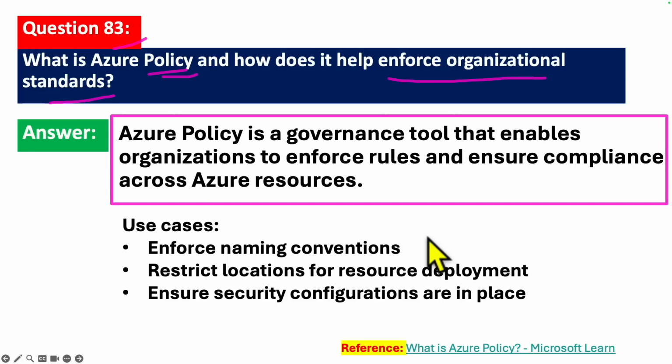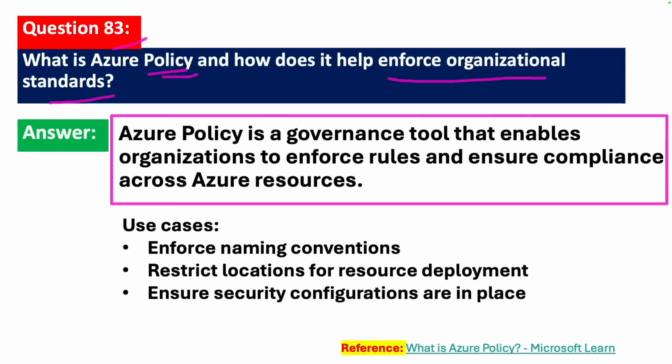Let us look into some of the use cases of Azure Policy. You can use Azure Policy to enforce naming conventions in your Azure resources, because sometimes when you let everybody create certain resources, you will end up with no specific naming convention followed within your organization. This forces everybody to follow a particular rule. Second use case is you can restrict locations for resource deployment. You can target a specific region for production workloads and another region for development or testing resources.